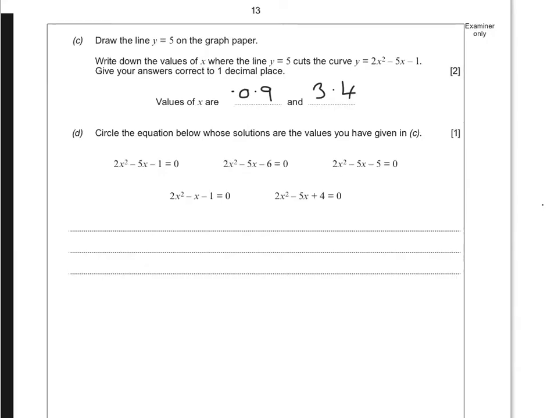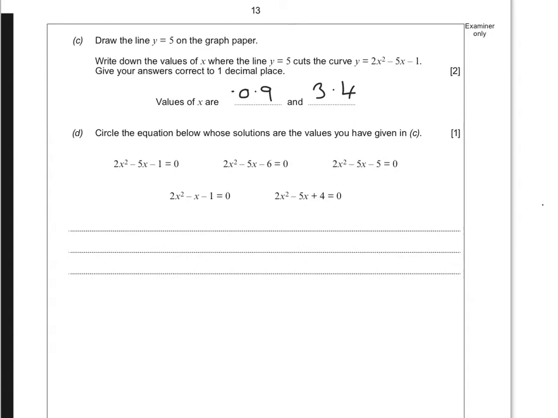Okay, for 12 part C, I've populated the answers. You need to draw y is equal to 5 on the graph paper, which is a horizontal line passing through the point of y is equal to 5, and then see the values of x where this intersected with the curve that we drew previously. Negative 0.9 and 3.4 are the ideal answers. However, the exam will accept one either way of both those things.